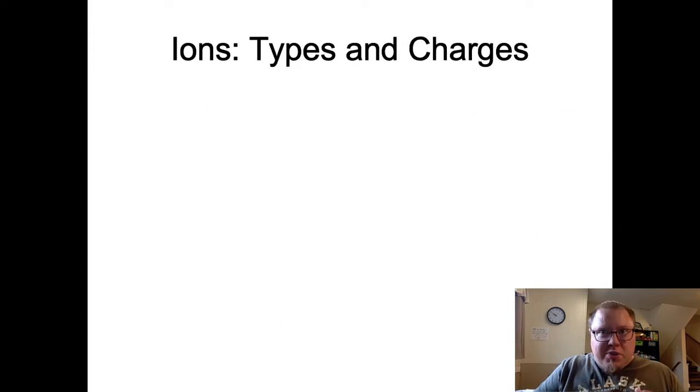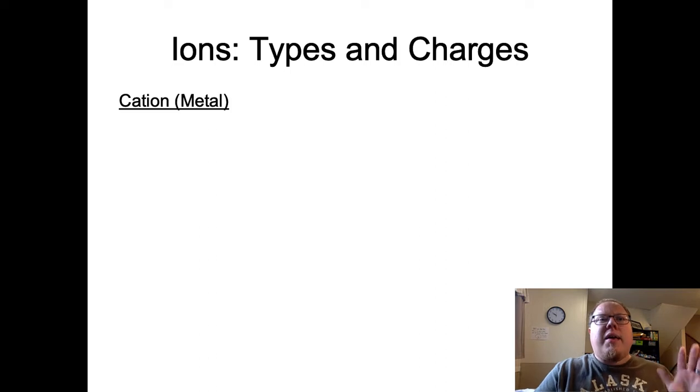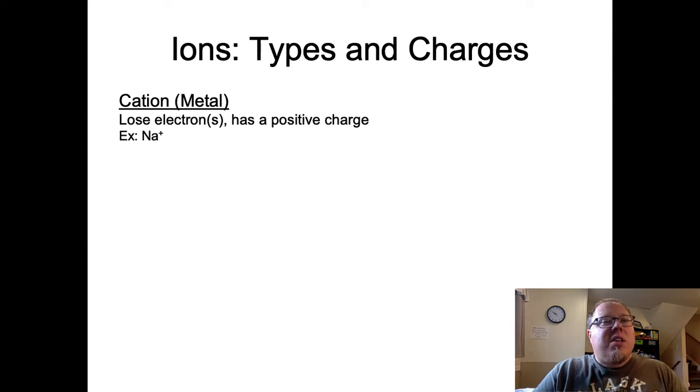So a couple of terms here that we talked about before the break. Cation. The cation is the metal one. This is the one that loses the electrons, and therefore it's going to have a positive charge. Because if it, say, had 11 protons and 11 electrons before, it loses an electron, so now it's 10 electrons and 11 protons. It's going to be more protons, positive charge.